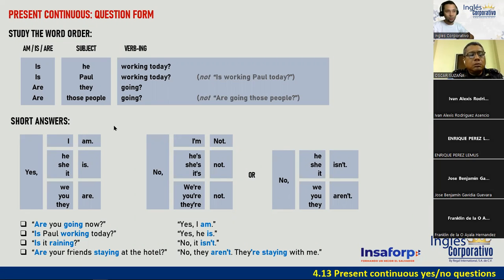Y las short answers, como habíamos dicho antes, si la yes no question comienza con un verbo be, entonces usted va a utilizar el verbo be. Usted dice, yes I am, o no I'm not. Yes, he is. Yes, she is. Yes, it is. Yes, we are. Yes, you are. Yes, they are.